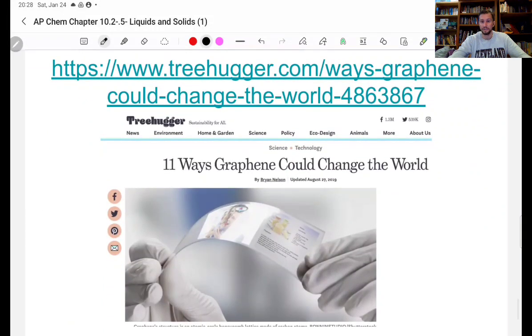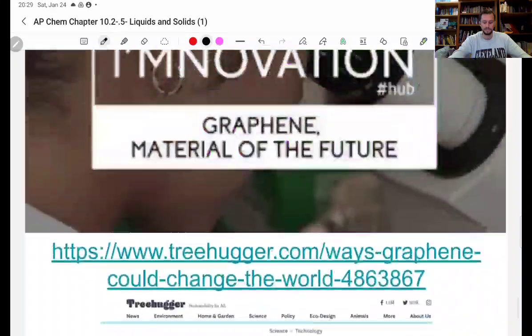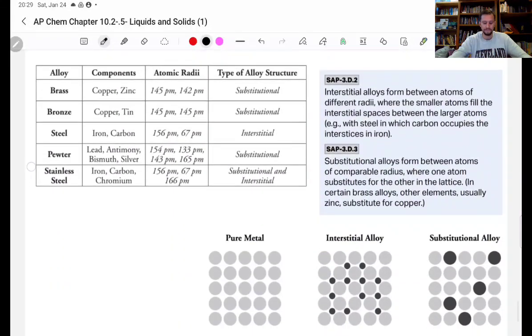So if you're curious, you could look up and Google graphene uses or graphene material of the future and see what comes up there. I think it's quite interesting. And I haven't looked at it in a couple of years, so maybe there's even more new ideas.